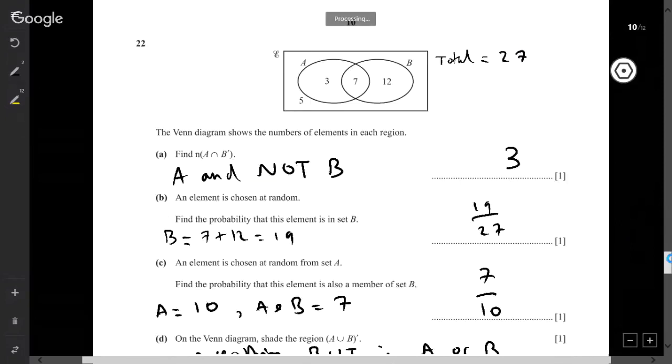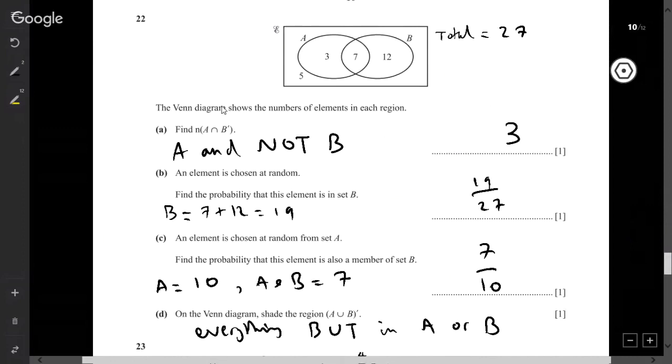Okay, question 22, this is Venn diagrams. The Venn diagram shows the numbers of elements in each region. I've added them all up and I found there is a total of 27 elements. Okay, part A, find the number of A intersection B complement, where this little symbol means not B. So this basically translates to everything in A and not B. We can just simply see here that that is just going to be this number here, 3.